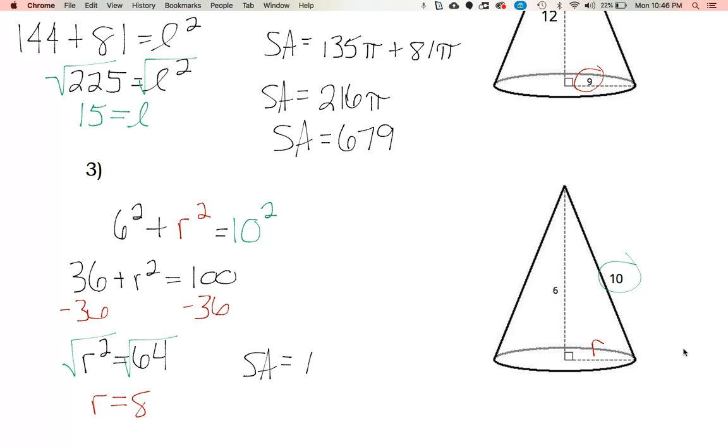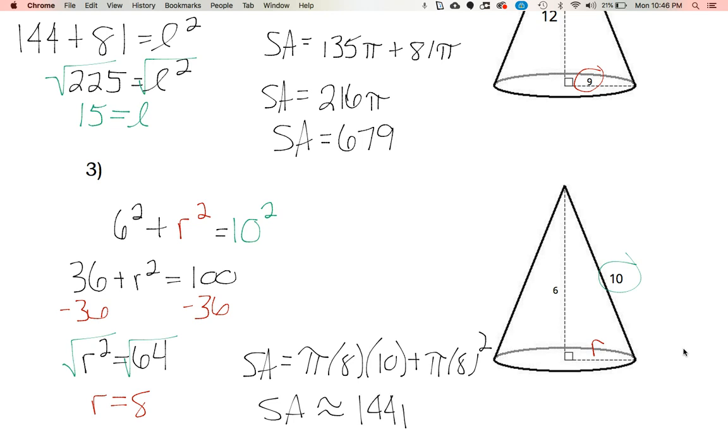So surface area equals pi r L plus pi r squared. So surface area is about, that's 80 pi plus another 64 pi. So that's 144 pi, which is about 452.